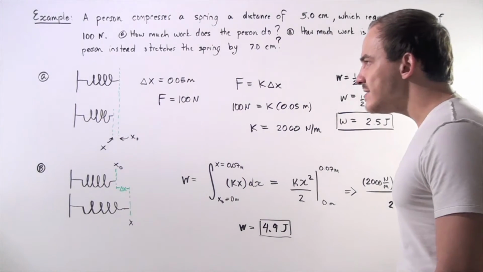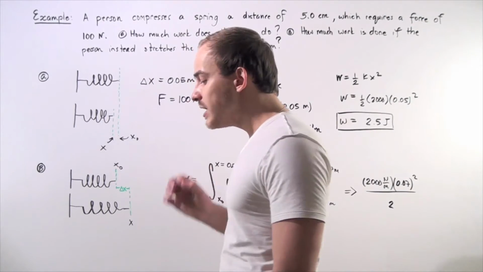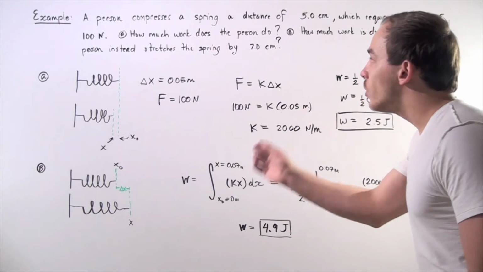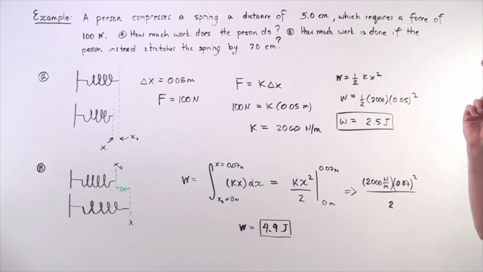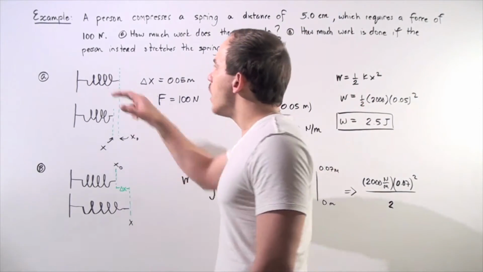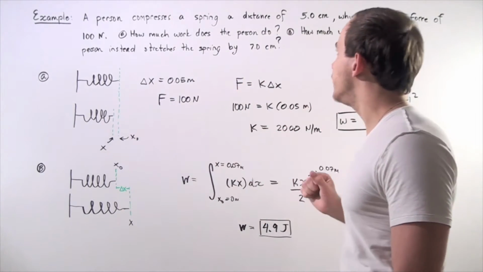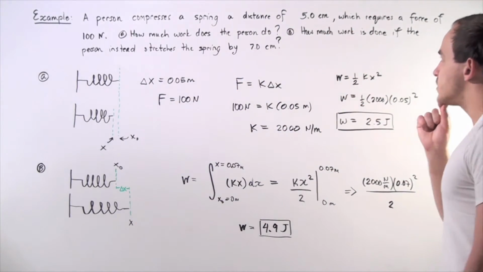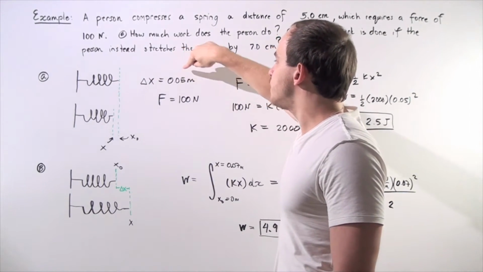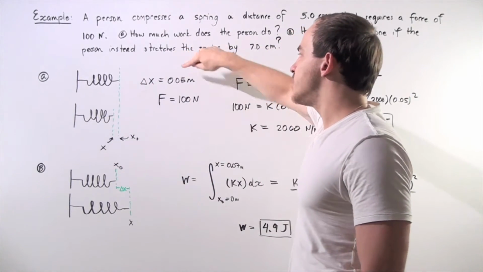So, in both cases, we want to find the work. And in order to find the work, we must know the spring constant. Notice in the stem of the question, we're not given the spring constant K. But we do know that if we apply a maximum force of 100 newtons on the spring, we will displace the spring a distance of 5 centimeters. So equivalently, that means it will displace a distance of 0.05 meters. So our displacement, or change in position, is 0.05 meters.